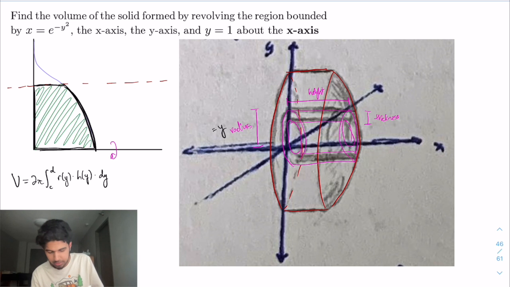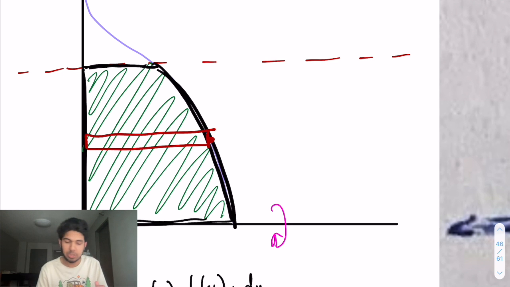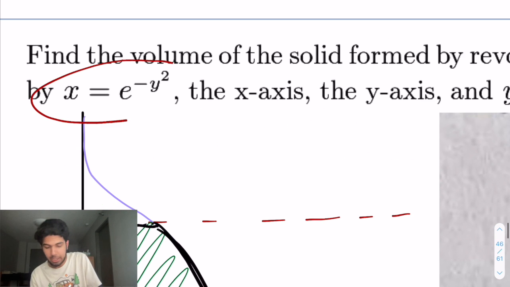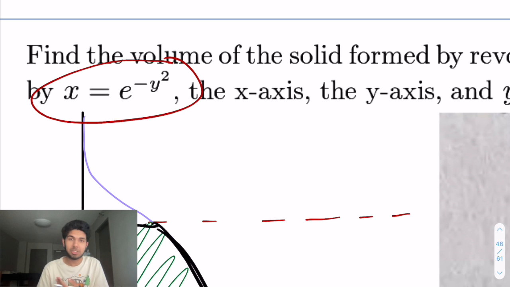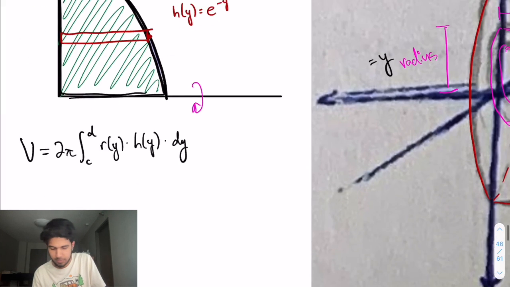The height, let's zoom in here and draw a rectangle. The height of this rectangle is the x value of wherever we are along the function. So given a value of y, we need to find its corresponding x value such that it's on the function here. And that would be given by our function here, because we've already solved for x. So h of y is going to be equal to e to the negative y squared.